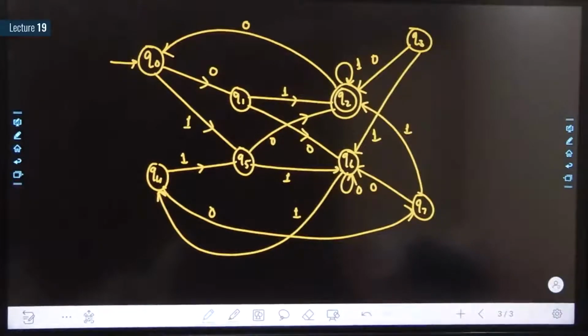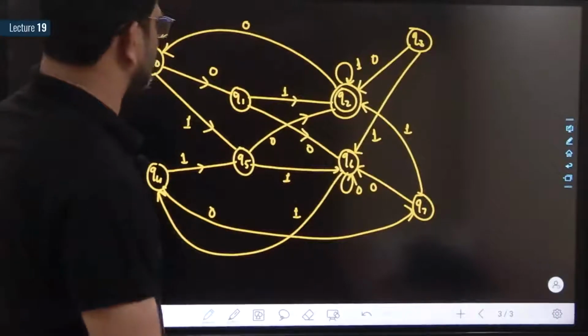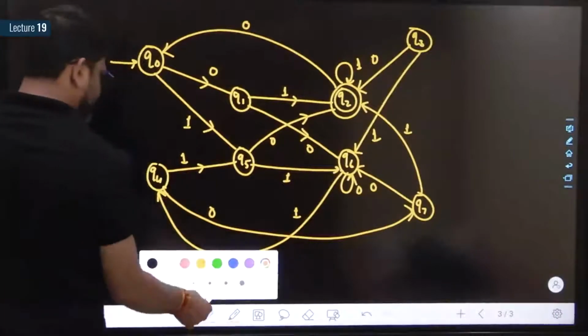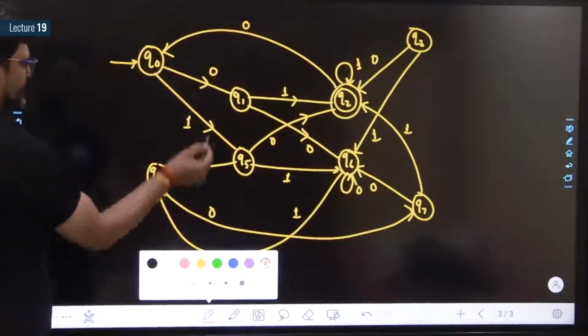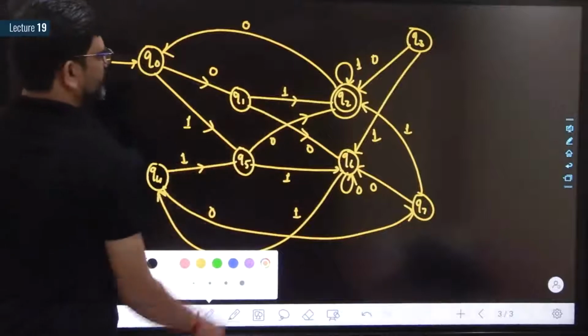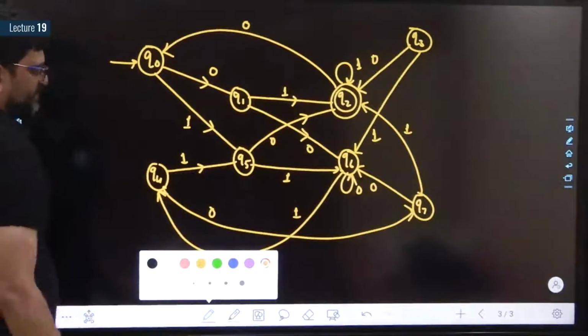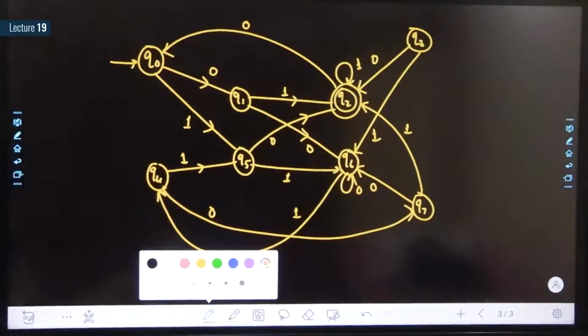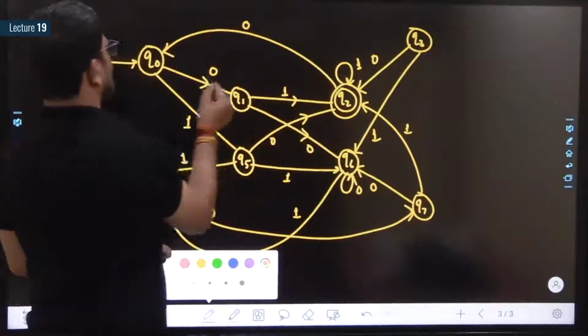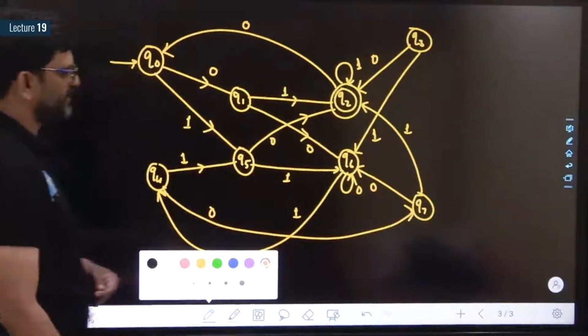Check whether there are any unreachable states. If there is any unreachable state, delete those states and the corresponding transitions defined between them. Is Q1 reachable from the initial state? Yes. Is Q2 reachable from the initial state? Yes. Q3 is an unreachable state, because there is no path between Q0 and Q3.